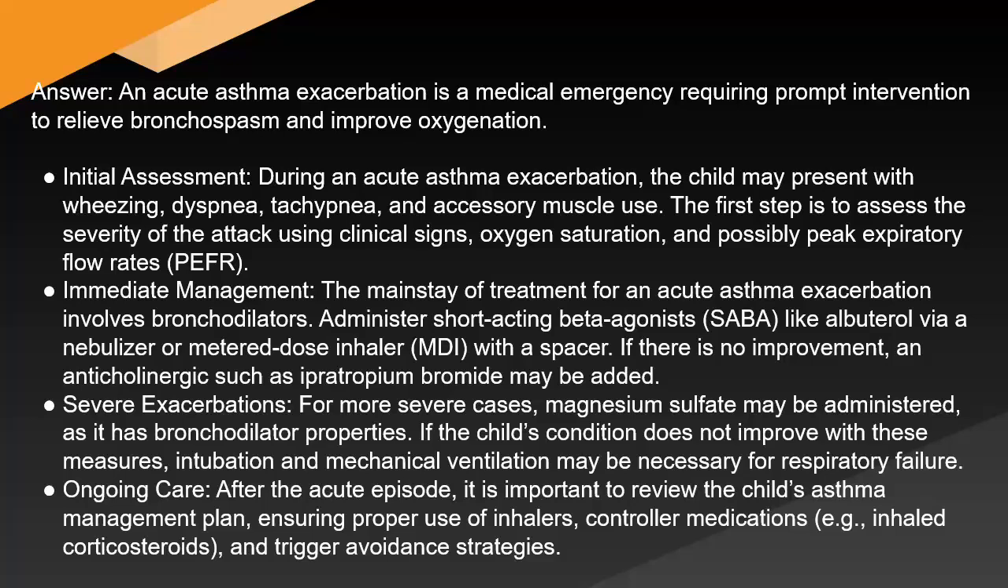Administer short-acting beta agonists, SABA, like albuterol via nebulizer or metered-dose inhaler (MDI) with a spacer. If there is no improvement, an anticholinergic such as ipratropium bromide may be added. Severe exacerbations: for more severe cases, magnesium sulfate may be administered as it has bronchodilator properties. If the child's condition does not improve with these measures, intubation and mechanical ventilation may be necessary for respiratory failure.